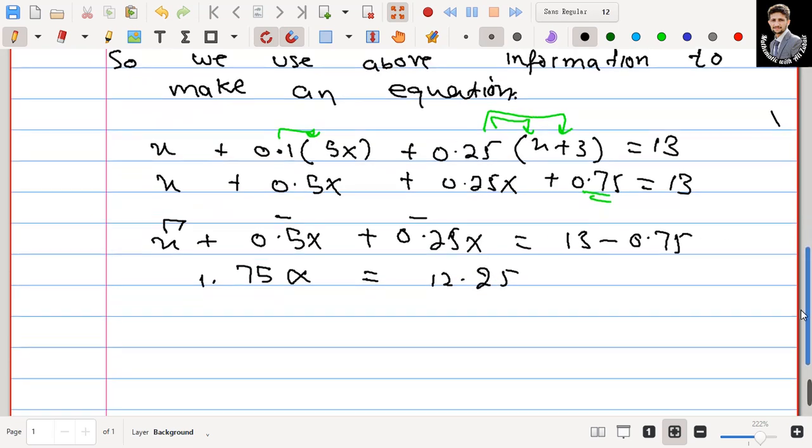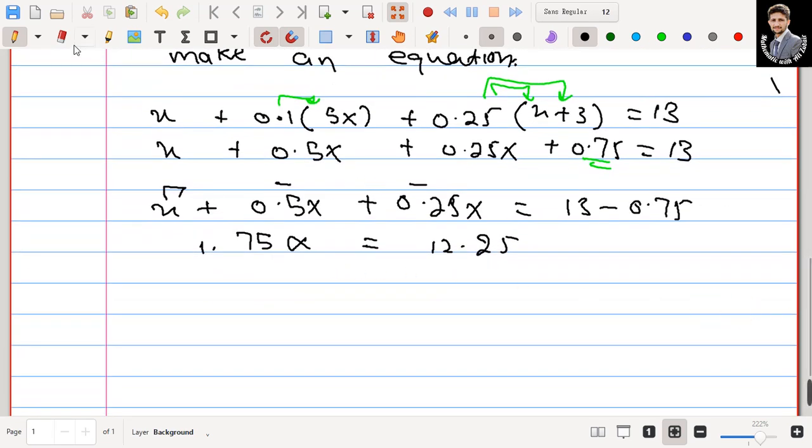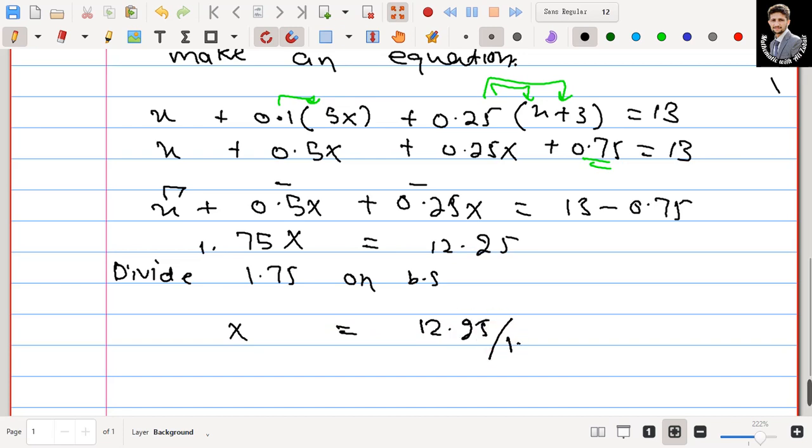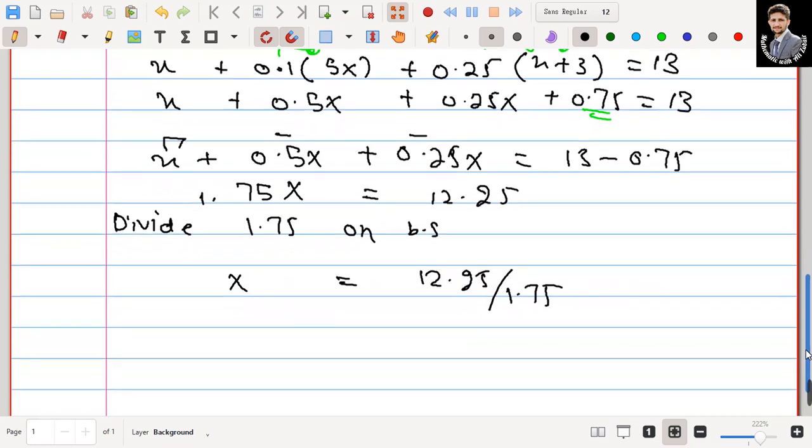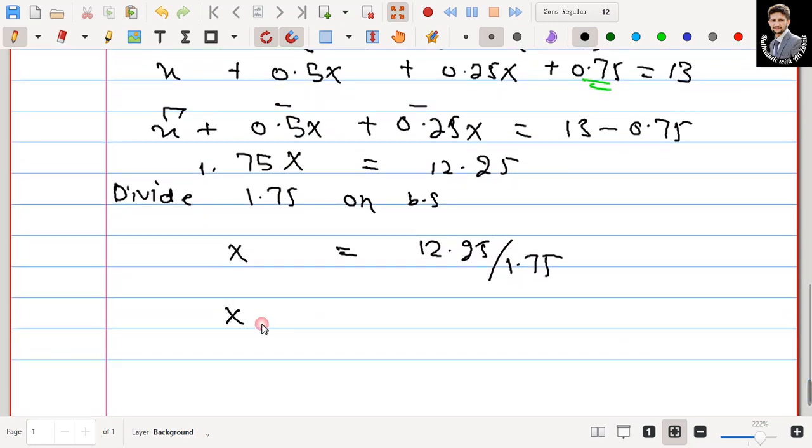Now to find the value of x, simply divide 1.75 on both sides, and this will give you x is equal to 12.25 divided by 1.75. When you divide 12.25 by 1.75, you will get x, that is 7. So x means my dollars, the dollar coins. x is equal to 7.